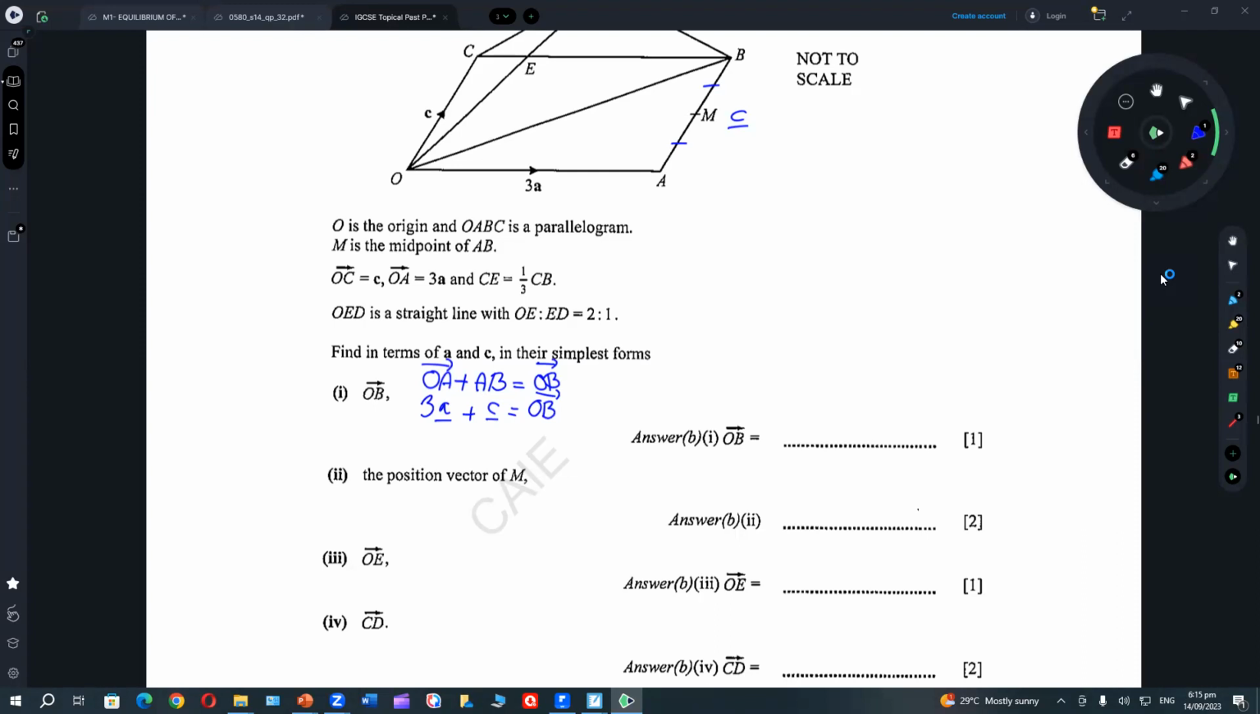Will we find it now? Yes, part one is done. What about part two? The position vector of M. Can you recall what is a position vector? From the notes, what is a position vector? So we just made some notes. I think you have to make some revision of the notes. Position vector is a vector which starts from origin.